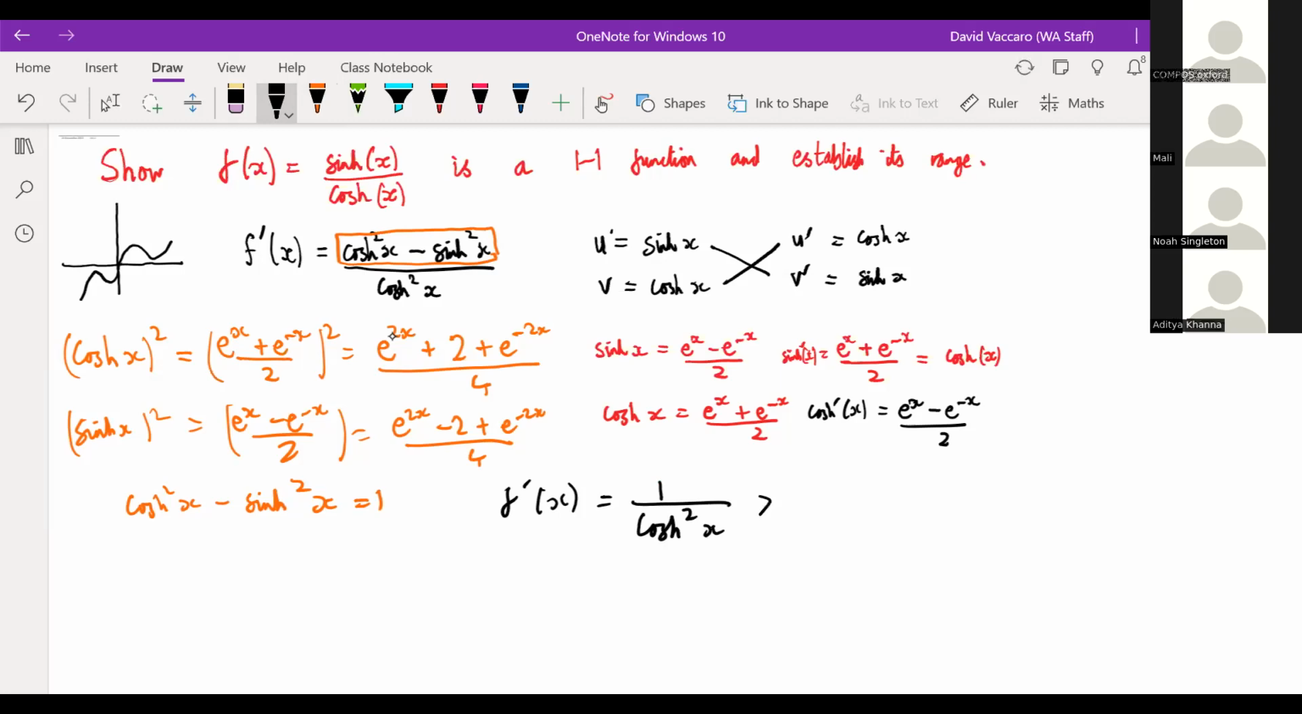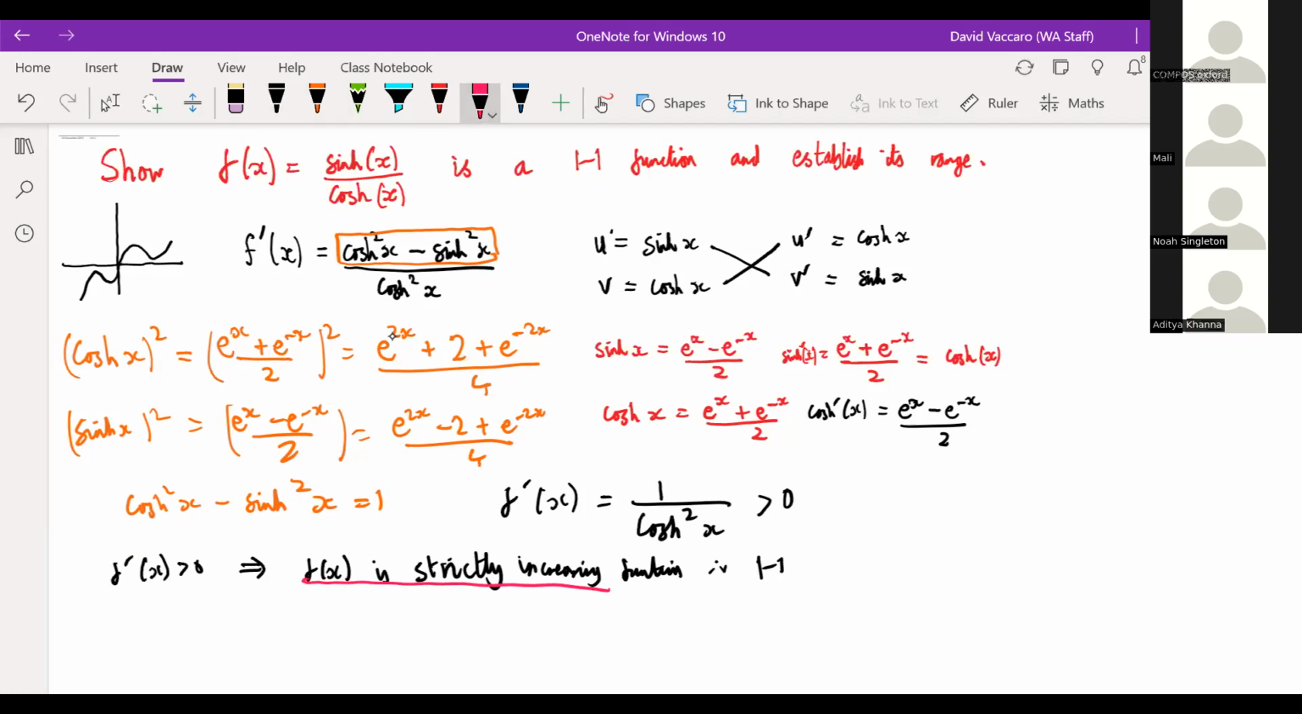Okay, and that is strictly greater than 0. So f dash x is greater than 0, which implies f of x is a strictly increasing function, and therefore one-to-one. Next part, establish its range. What would we do here?